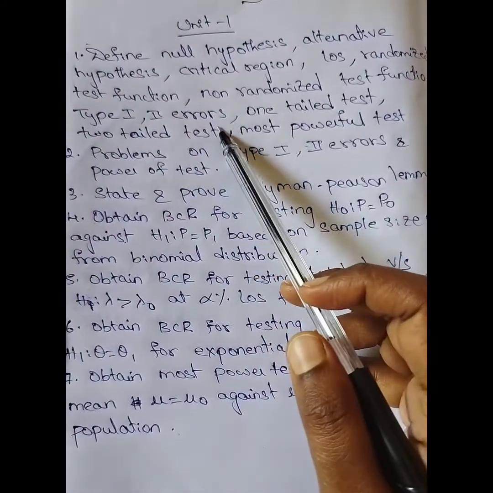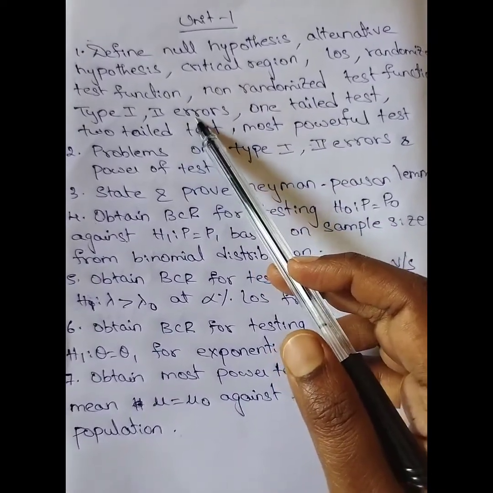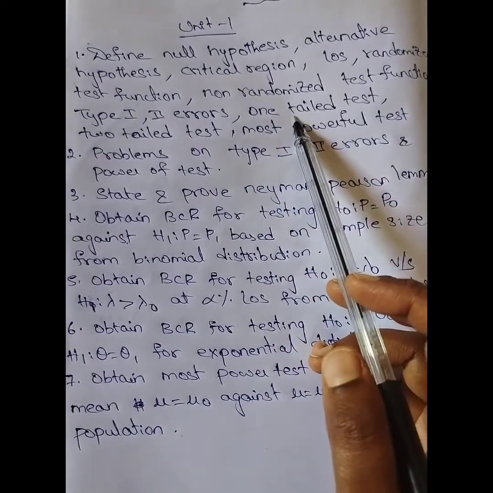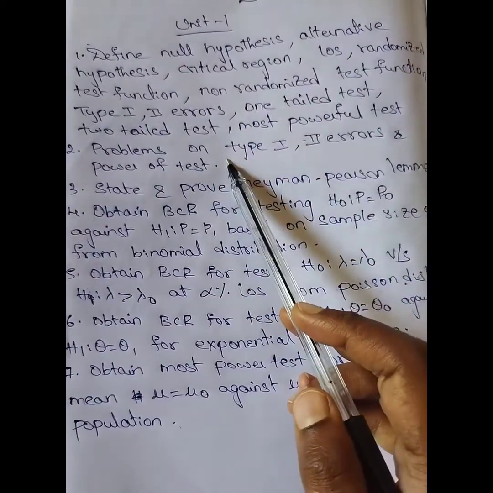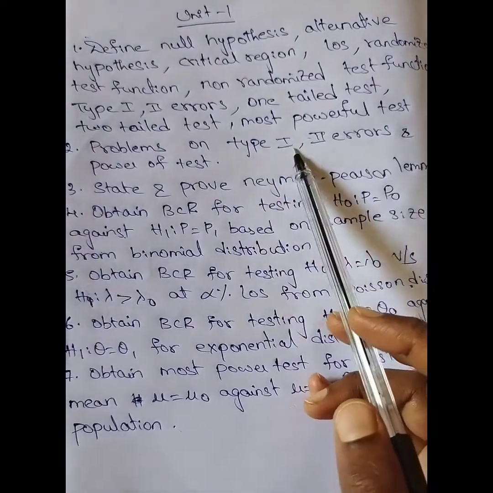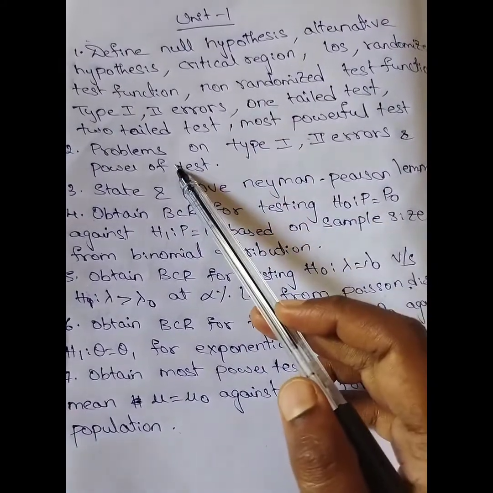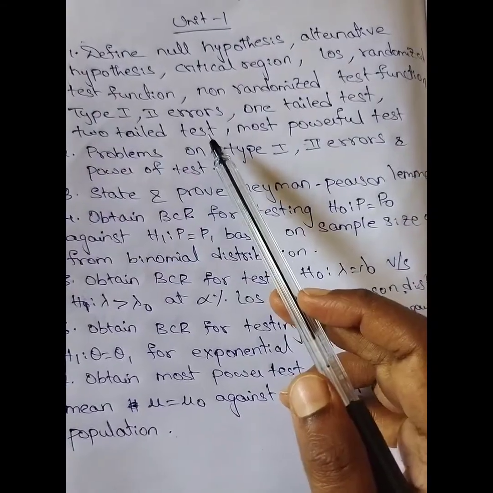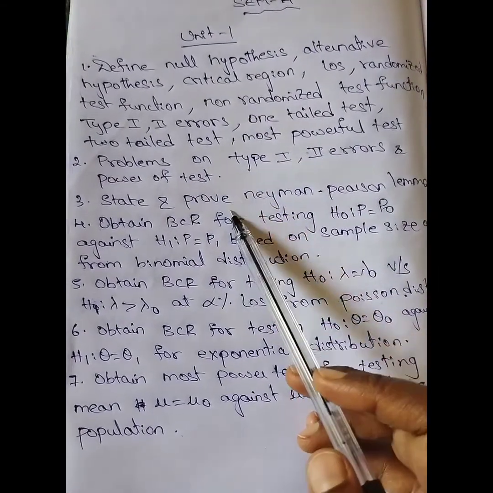Then you can write these two types of errors, or else directly they'll give you define type 1 and type 2 error, define one tail test and two tail test. Like that they may ask you for short answers. Next, problems on type 1, type 2 errors and power of test. From these definitions only they'll ask the problems also, definition based problems. So this you can expect for long answer.